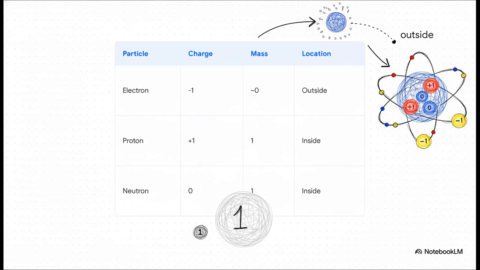Now, you'll definitely want to lock this information into your memory for the exam. Think about the mass and the location. Protons and neutrons, they both have a mass of 1, and they are packed tight, deep inside the nucleus. But electrons are wild. They're whizzing around way outside the nucleus with a negative charge, and their mass is so unbelievably tiny that we literally just count it as 0.